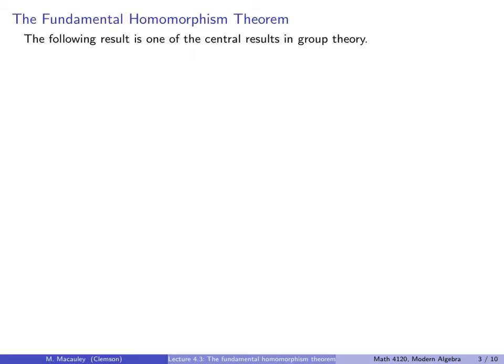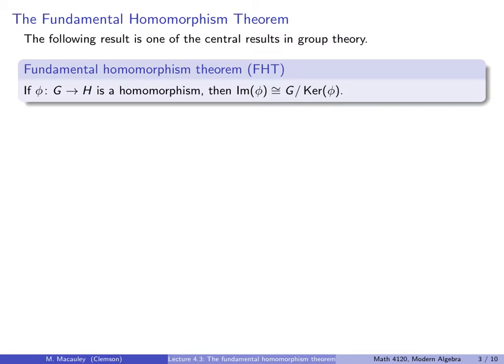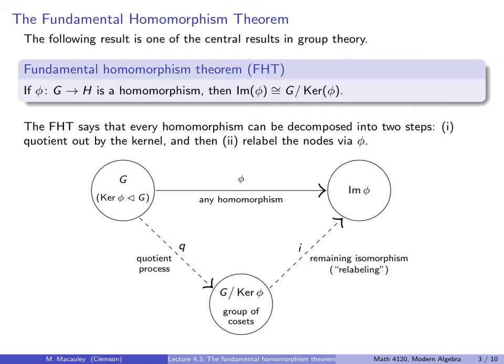And that leads us to the fundamental homomorphism theorem, which is one of the central results in group theory. If phi is a homomorphism from G to H, then the image of phi is isomorphic to G mod the kernel. The fundamental homomorphism theorem says that every homomorphism can be decomposed into 2 steps. Number 1, quotient out by the kernel, and then number 2, take the Cayley diagram that you get and relabel the nodes via phi.